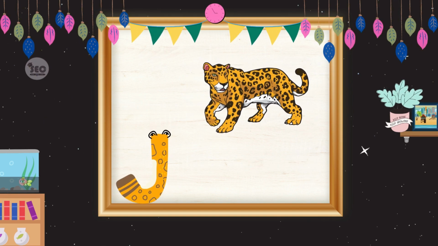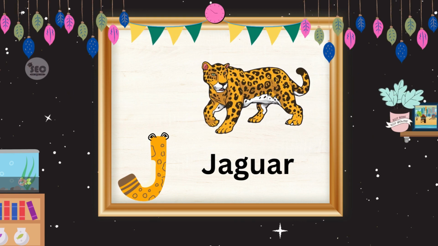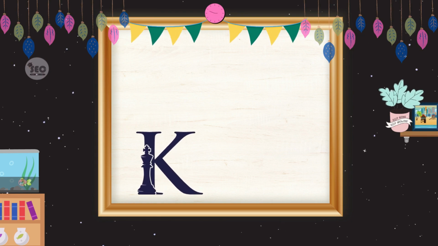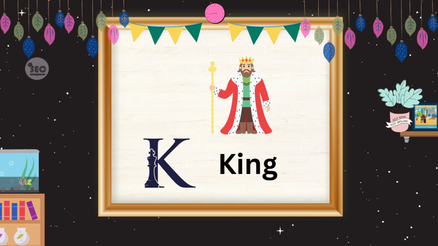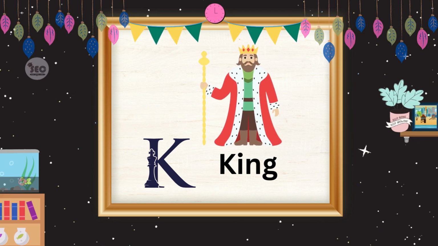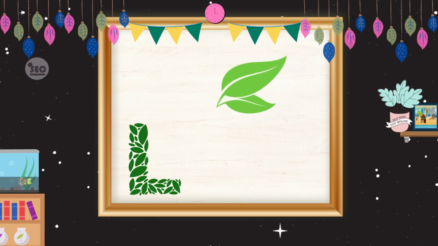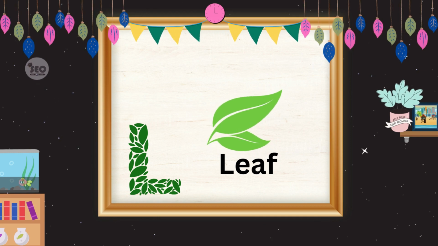J for jaguar. J-A-G-U-A-R. Jaguar. K for king. K-I-N-G. King. L for leaf. L-E-A-F. Leaf.